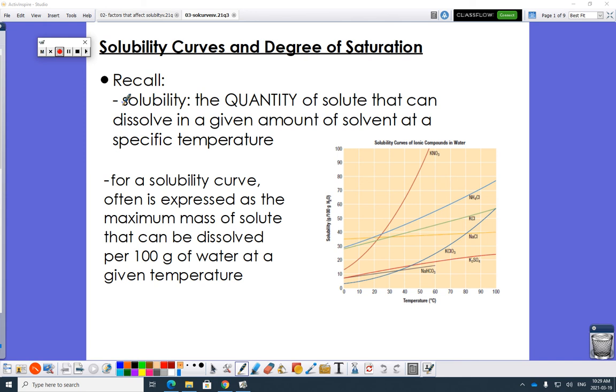So solubility, the definition is the quantity, so again, the amount of solute dissolved in a specific solvent. And you have to have a very specific temperature as well. We just talked about the idea that changing the temperature can change how much of something dissolves. So a solubility curve is a representation of different solids and how it changes the amount that can dissolve.